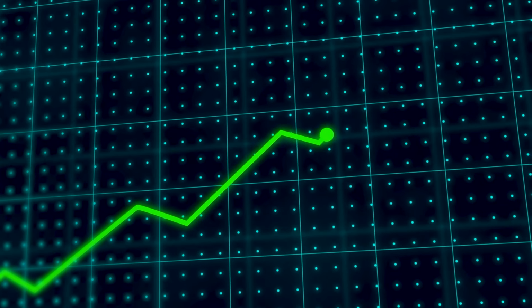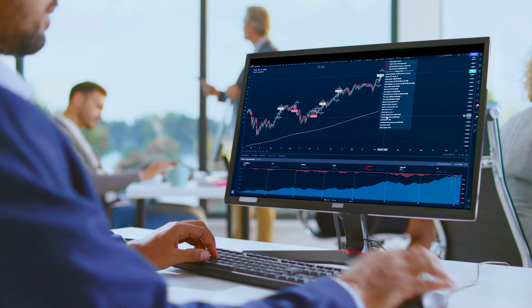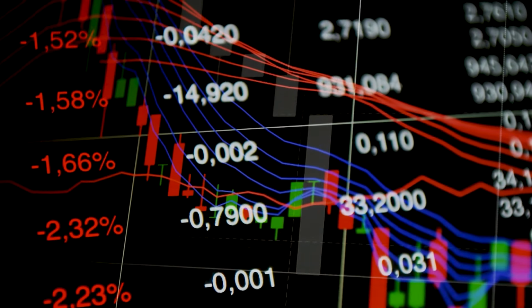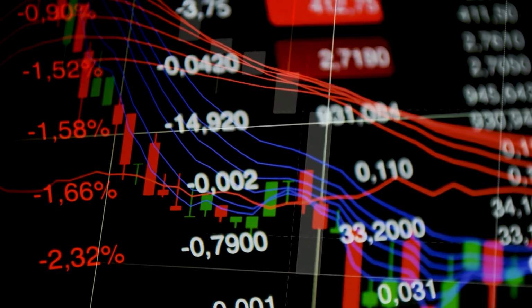If you're looking for a more straightforward and stress-free way to invest in cryptocurrency, dollar cost averaging could be the strategy to consider. It's a consistent, reliable, and mathematically sound approach that helps you build your portfolio without worrying about the daily ups and downs of the market.